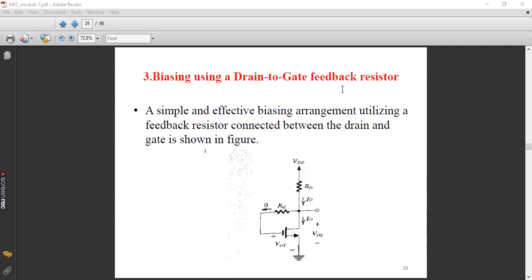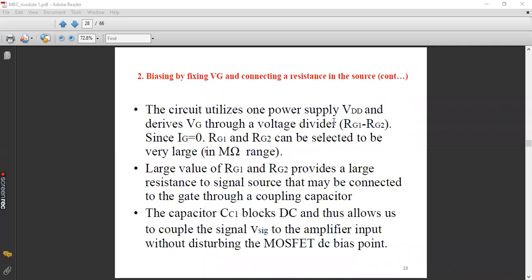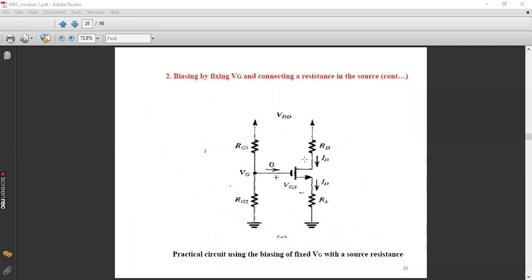Tomorrow we'll explain the third and fourth biasing technique. I already listed there are 4 distinct techniques for biasing the MOSFET. The first one already we explained, that is fixing VGS. Second one is fixing VG along with an RS, that also we have explained. And the advantage of the second case is Q point will be more stable when compared to the first case. And you can easily control it by fitting an external high value resistance at the source. Fine.